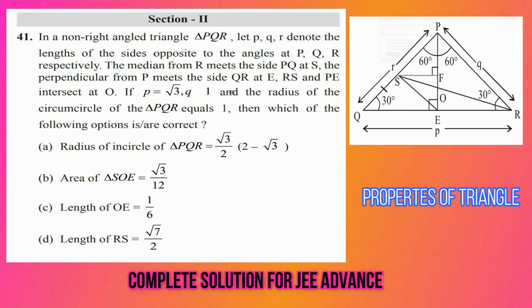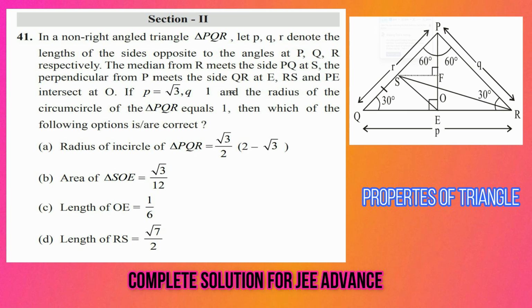Our first option: the radius of the incircle of triangle PQR is √3/2 times (2 minus √3). Second option: the area of triangle SOE is √3/12. Third option: the length of OE is 1/6. And the fourth option: the length of RS is √7/2.